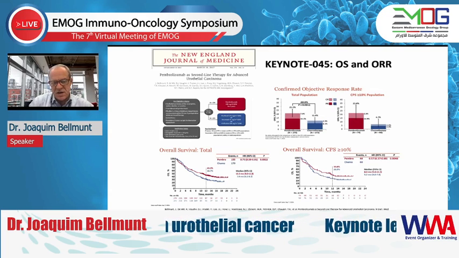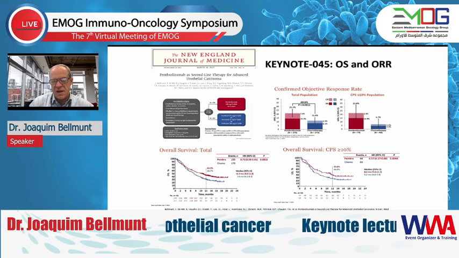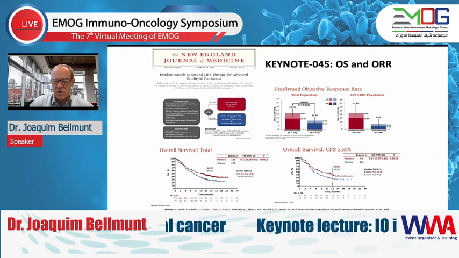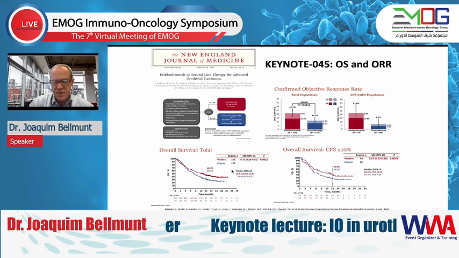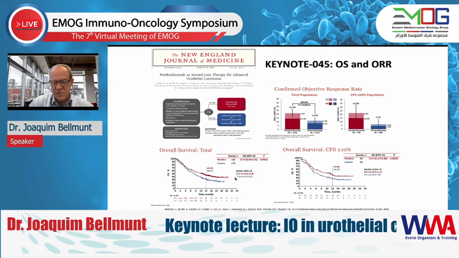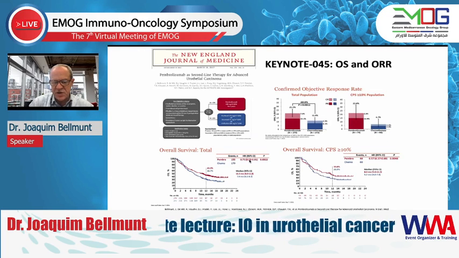We can see here comparing patients in the second line, pembrolizumab versus chemotherapy, that could be paclitaxel, docetaxel, or vinflunine. Then you see that the survival favors pembrolizumab: median survival 10.3 months in the pembrolizumab-treated patients, 7.4 in the chemotherapy-treated patients, with a hazard ratio of 0.73.